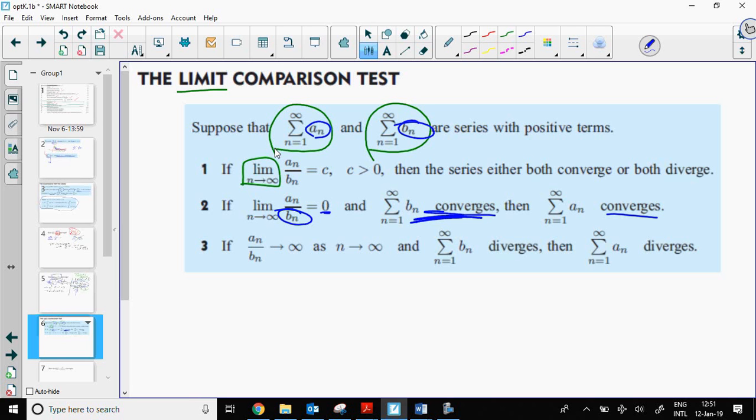We could get infinity out for the limit. That's going to happen if a sub n is much bigger.